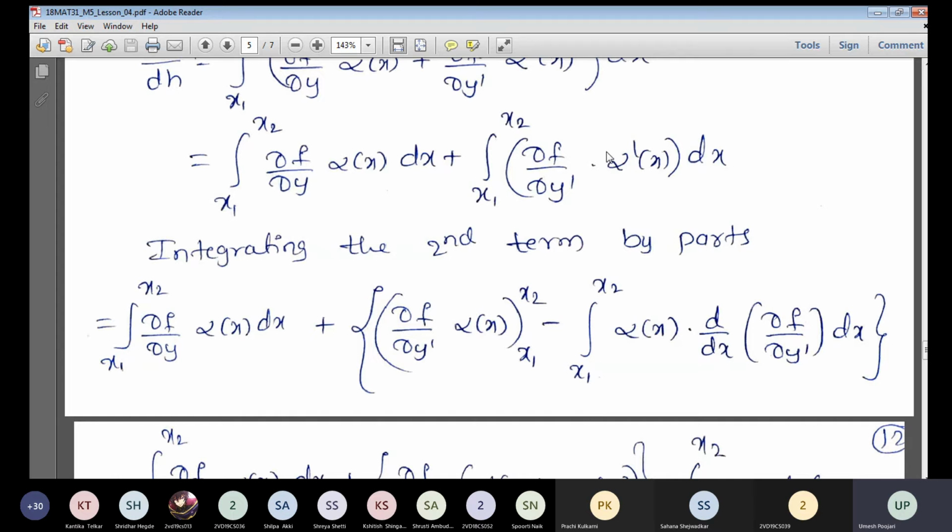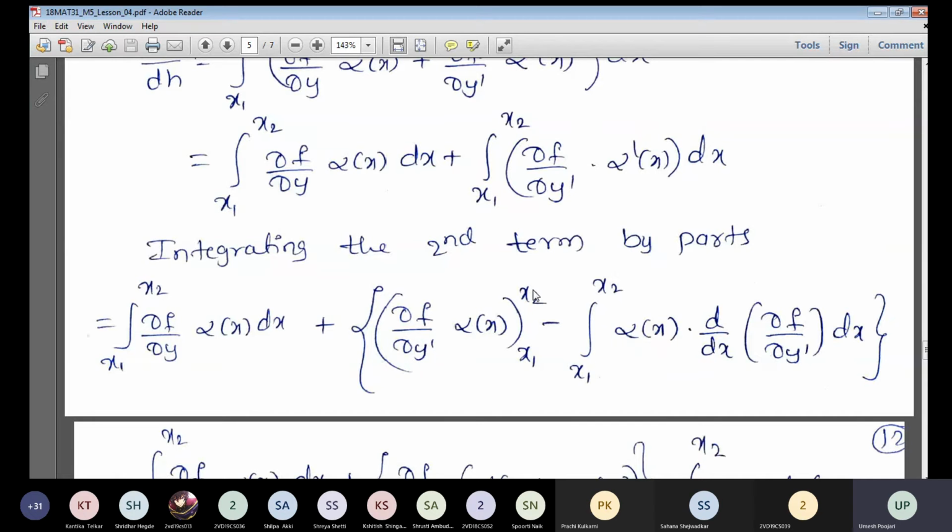If you apply integration by parts, see, dou f by dou y dash is u, as it is. What is the integration of alpha dash of x? That is alpha x, because the derivative of alpha x is alpha dash. So the integration of alpha dash of x is alpha x. Just understand u into v. U is nothing but dou f by dou y dash. V is nothing but alpha dash of x. U into integration of v: dou f by dou y dash as it is, integration of alpha dash of x is alpha of x.